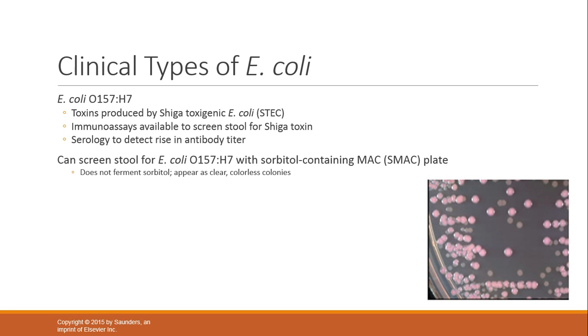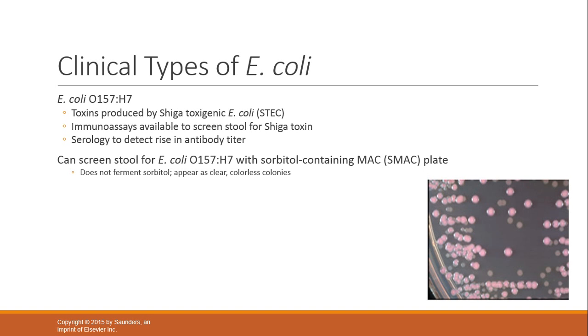And there's lots of different ways that you might do it. Okay, there's not just one way to rule it out. So this particular strain of E. coli produces toxins called the Shiga toxin. So we can do immunoassays to detect that toxin. We can do a serology to detect an antibody against E. coli O157. And we can see if the titer increases. A 4-fold increase in the titer indicates a recent infection.